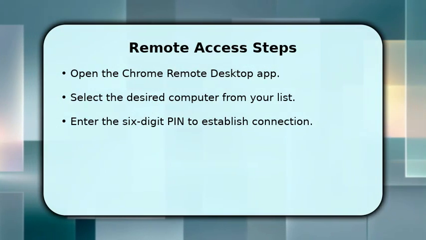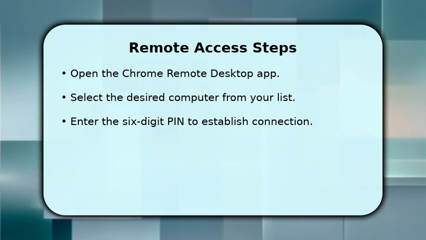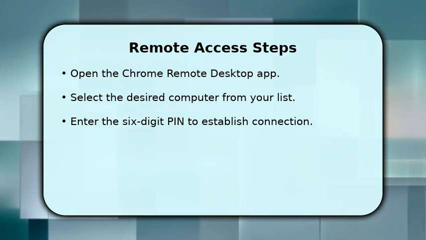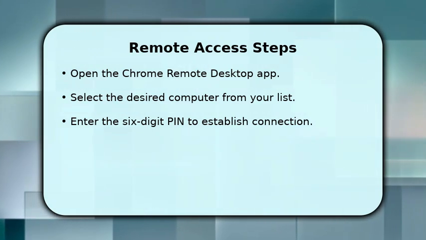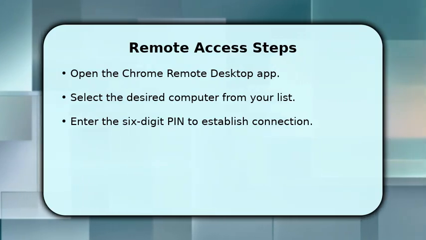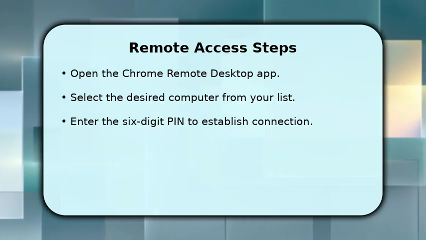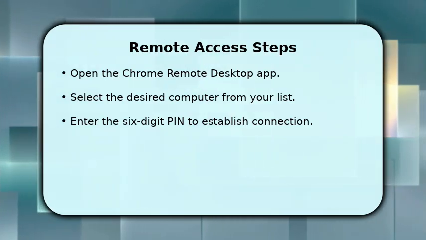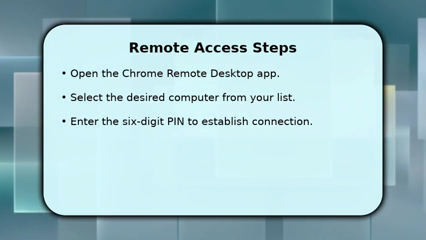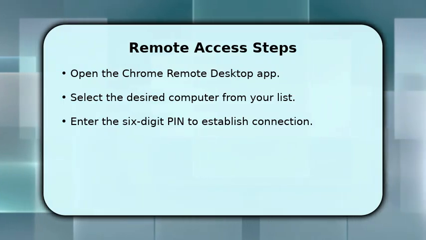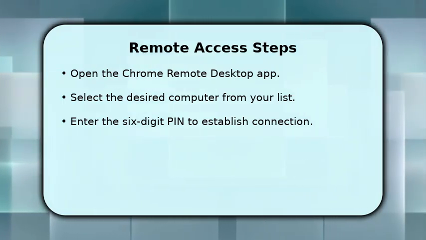Once setup is complete, accessing a remote computer is straightforward. On your local device, open the Chrome Remote Desktop application. You will see a list of your configured remote computers. Simply select the computer you wish to control and then enter the 6-digit PIN you created earlier. This will securely connect you to the remote desktop.